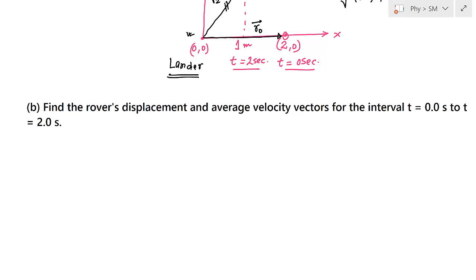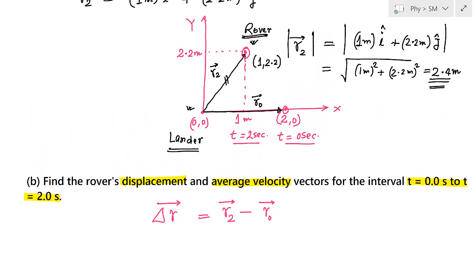So we have to calculate two things. We have to calculate the displacement and average velocity between t equals 0 second to t equals 2 seconds. How will you calculate displacement? If you remember, displacement or change in the position vector basically denotes the displacement, and in this case r2, the position vector at t equals 2 seconds, minus r0, the position vector at time t equals 0, will give me the displacement. That is, the change in the position vector gives you the displacement.